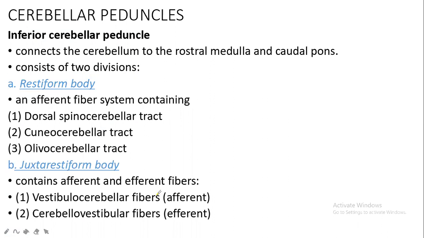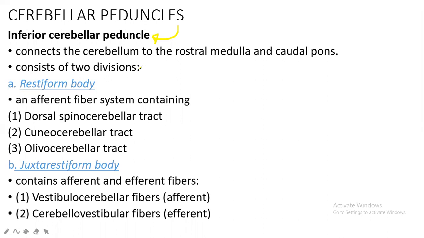Let's talk about these peduncles, how the cerebellum is actually anchored to the brainstem. The peduncles are three in number, as we have appreciated from the previous slides. We have the superior cerebellar peduncle, the middle cerebellar peduncle, and the inferior cerebellar peduncle. I will start with the inferior cerebellar peduncle. It is mostly fibers coming into the cerebellum, but we also have fibers leaving the cerebellum, so it has both afferent and efferent fibers. It connects the cerebellum to the rostral medulla and the caudal pons, and it consists of two divisions: number one, the restiform body, and number two, the juxtarestiform body.